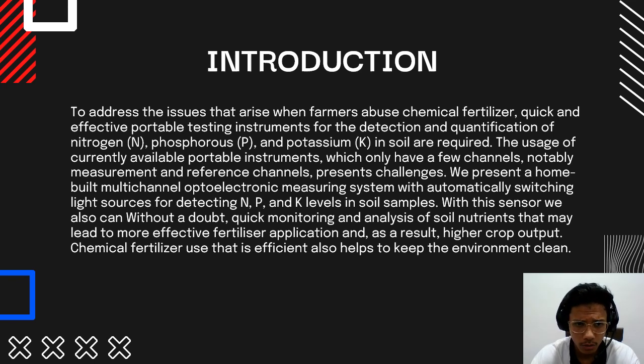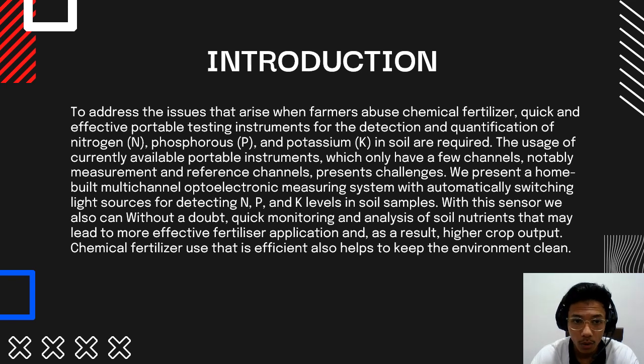The usage of currently available portable instruments, which only have a few channels, and notably measurement in different channels, presents a challenge. We present a home-built multi-channel optoelectronic measuring system which automatically switches the light source for detecting N, P, and K levels in soil samples.